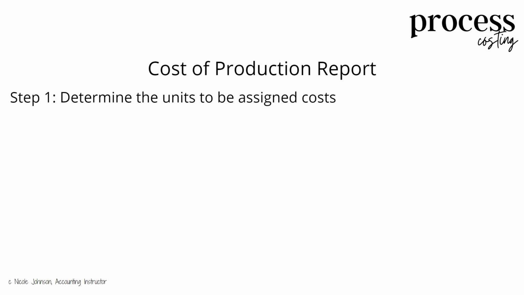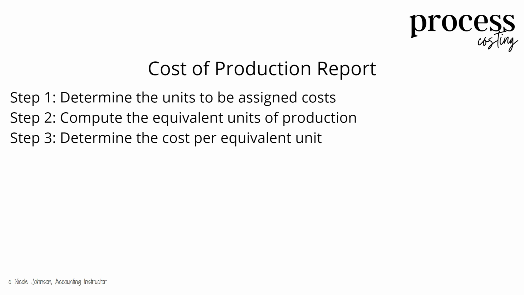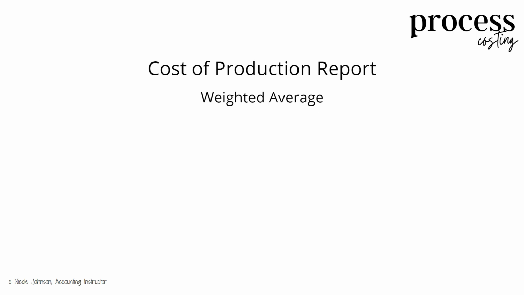Here are the steps for the cost of production report. In step 1, we determine the units to be assigned costs. Step 2, compute the equivalent units of production. Step 3, determine the cost per equivalent unit. And step 4, we allocate costs to units that are completed and partially completed. We're going to look at the weighted average method today.